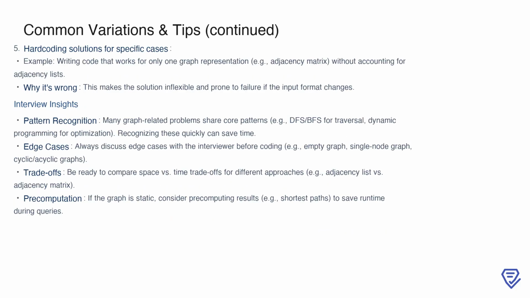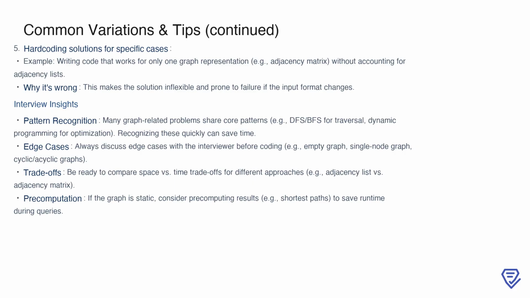Another mistake to avoid is hard-coding solutions for specific cases. For example, if your code only works with an adjacency matrix and doesn't account for adjacency lists, it becomes inflexible and prone to failure if the input format changes. Now, on the topic of interviews, recognizing patterns in graph problems is crucial. Many of these problems share core techniques, like using DFS or BFS for traversal, or dynamic programming for optimization. Identifying these patterns early can save you valuable time.